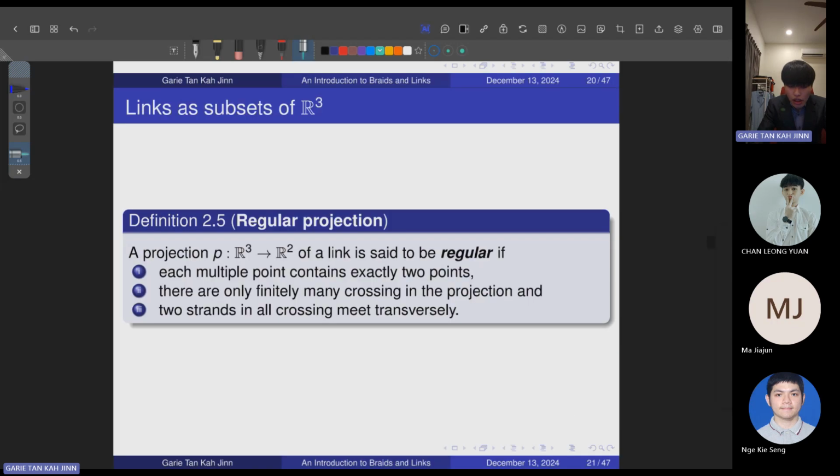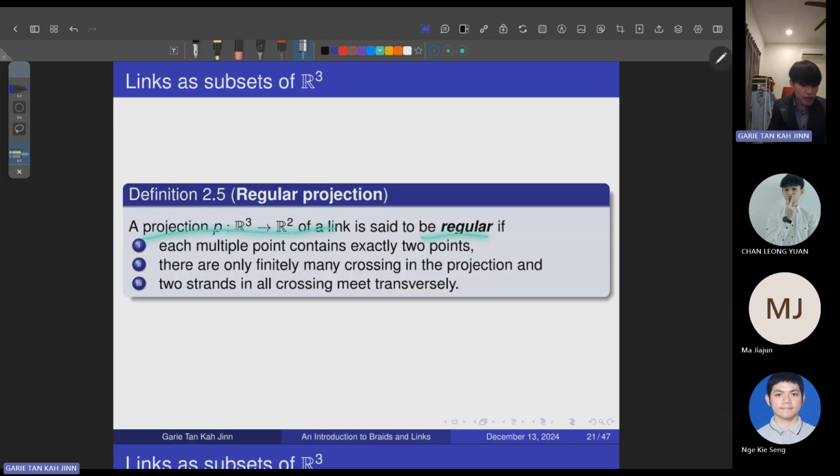Then a projection of a link is said to be regular, looking at this example again, if each multiple point contains exactly 2 points, the top strand and the bottom strand, and there are finitely many crossings. In a braid diagram, we also call, sorry, not braid diagram first, this one and this one we also call the crossing. So you can see that we have only 2, which is finite, and the 2 strands meet transversely, which is exactly like the one we defined in the braid diagram.